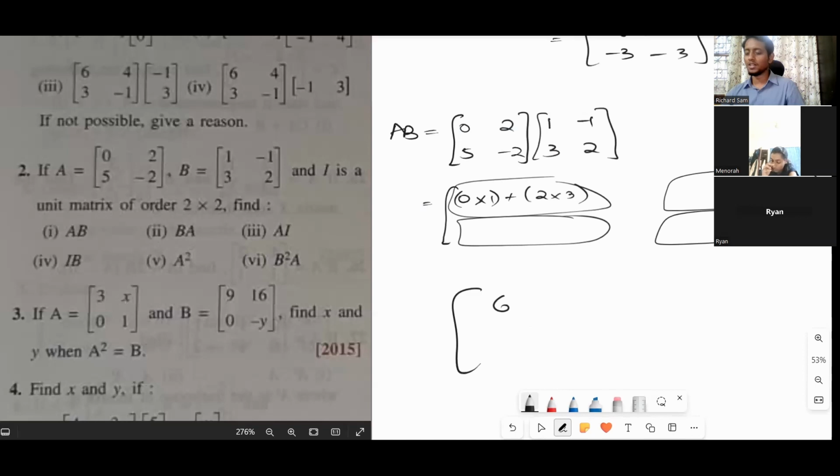Okay. All right. Now, how do you get the next number here? First row with second column. So that means, tell me, 0 into minus 1 plus 2 into 2. So that is how much? 0 into minus 1, 0 plus 4. 0 plus 4, that is 4. Like that, continue.